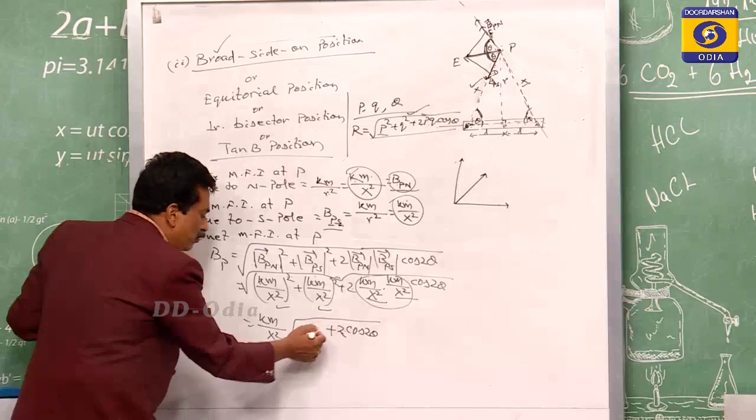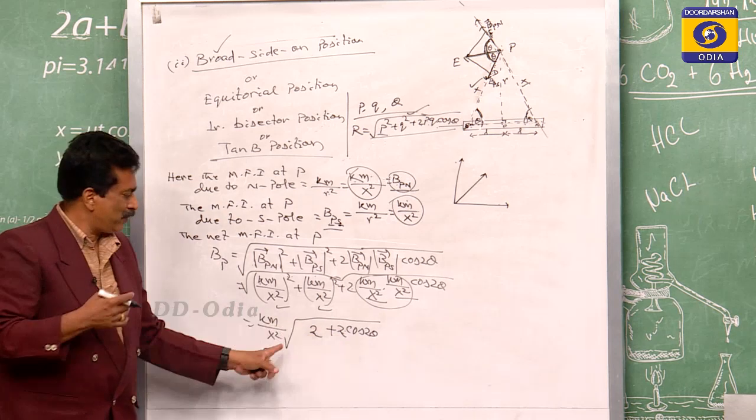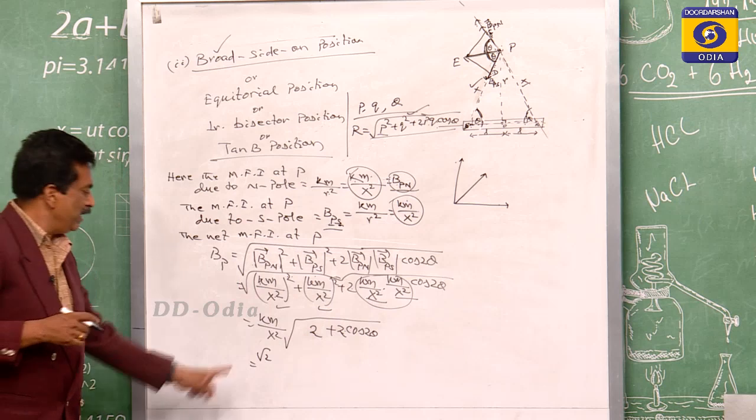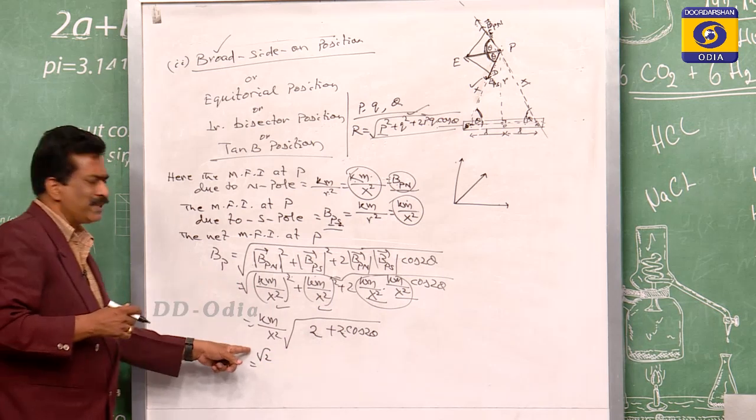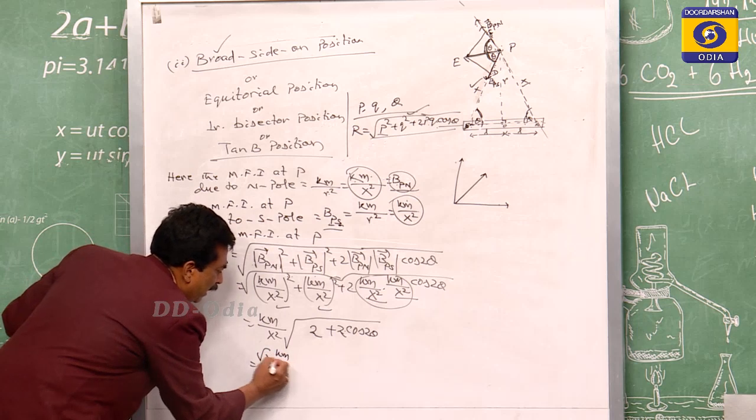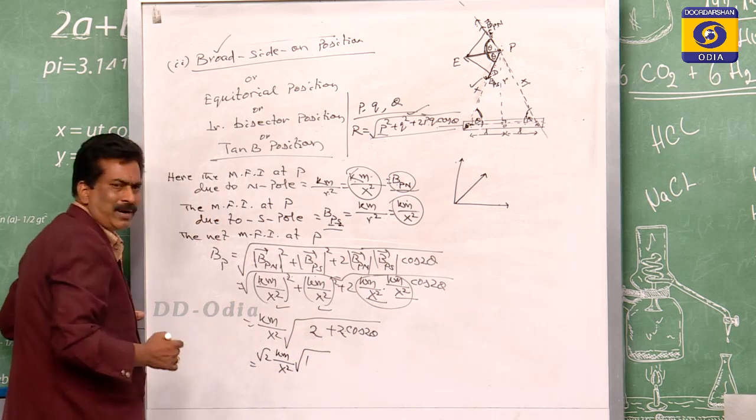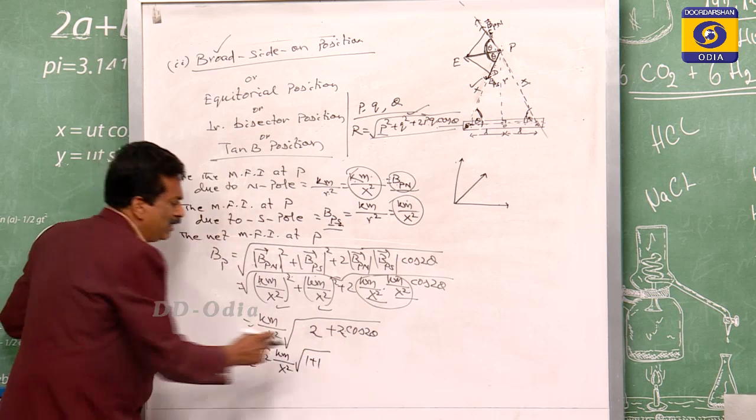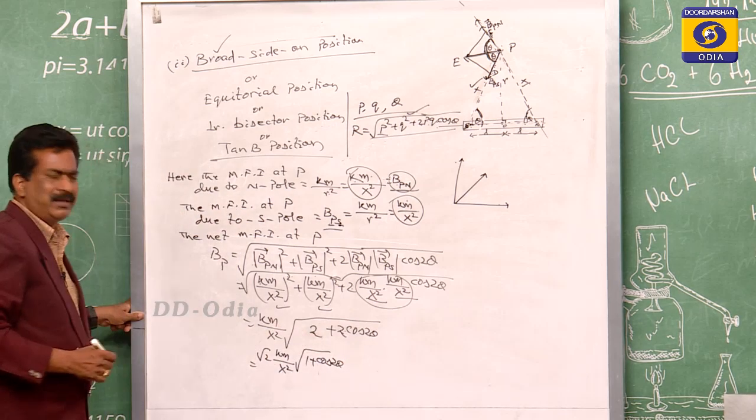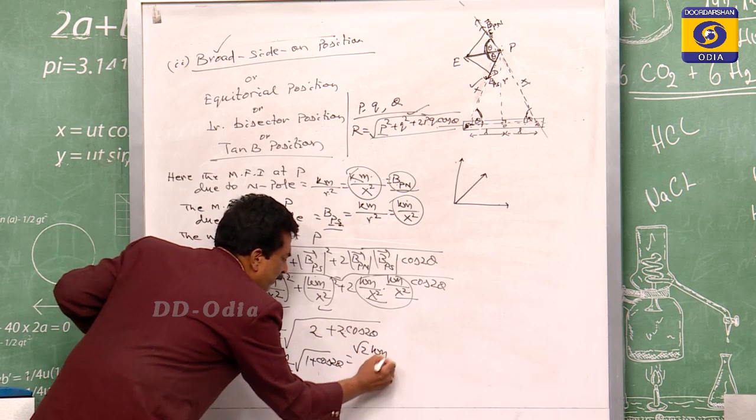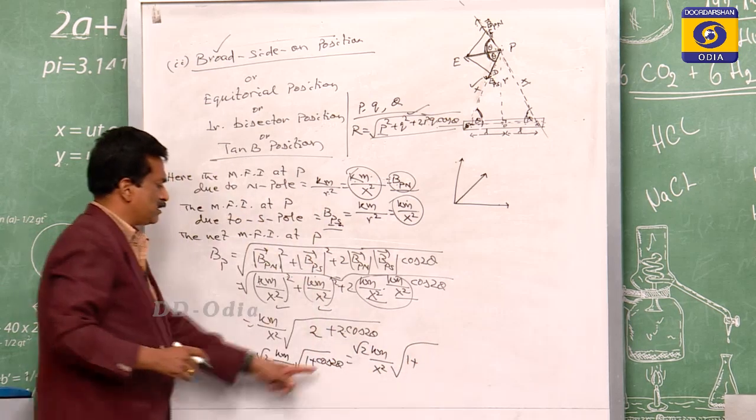So 2 is common. When 2 is taken common out of this root, it becomes root 2. So we get root 2 Km by x square, then root of 1 plus cos 2 theta. The 1 cannot be written separately there, because it is only a multiplier of cos 2 theta. So that is equal to root 2 Km by x square, then root of 1 plus cos 2 theta.